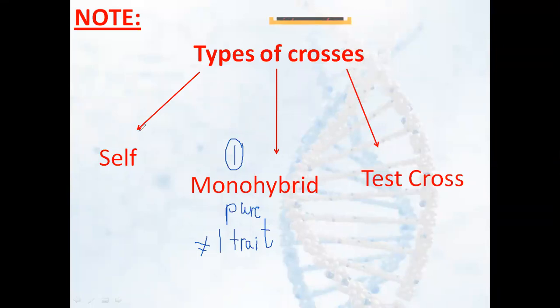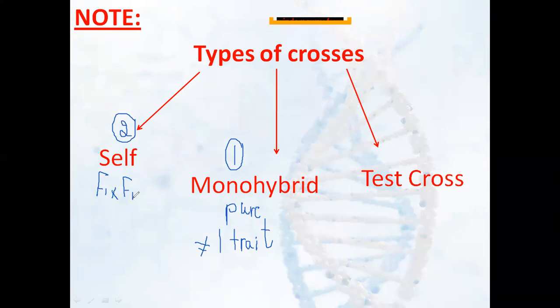The second type of cross is the self cross, whenever we cross F1 with itself. So F1 crossed with F1, what do we call it? It's called the self cross. Mono, as I said, is one, so one difference, one trait, and the parents are pure. The second type, the self cross, is when we cross something by itself, for example F1 with F1.